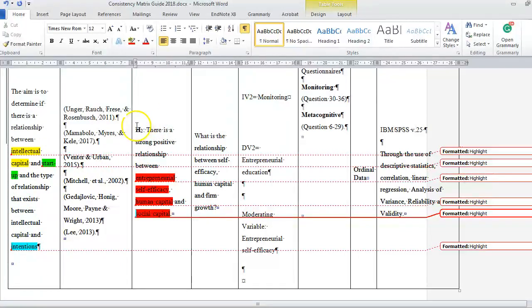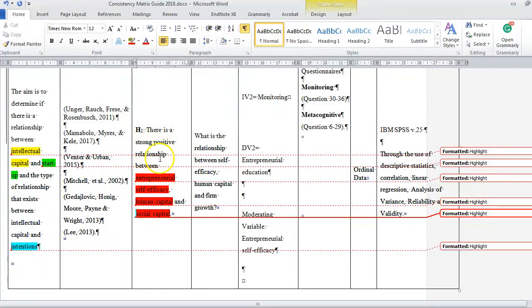And then you look at the hypothesis. She says there is a strong positive relationship between intrapreneurial self-efficacy. Okay, let's continue. So hypothesis 2, she says there is a strong positive relationship between intrapreneurial self-efficacy, human capital, and social capital. She's got 3 variables here: intrapreneurial self-efficacy 1, human capital 2, social capital 3.